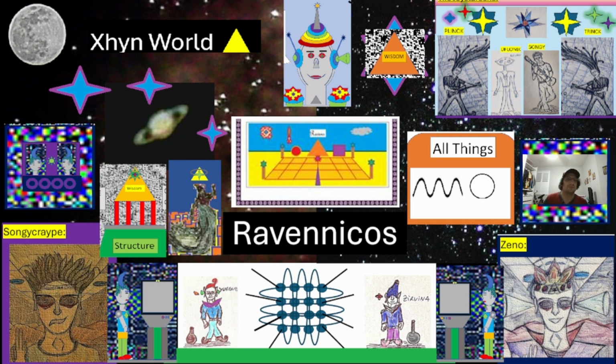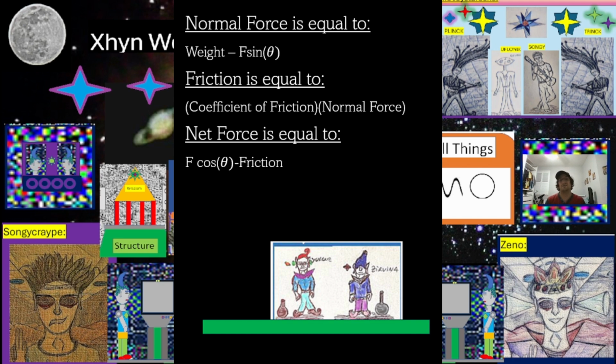Net force is equal to F cosine theta minus friction. Why cosine? Because it's the component of the force you're pulling that is parallel to the surface. Minus friction because that's the force in the other way.